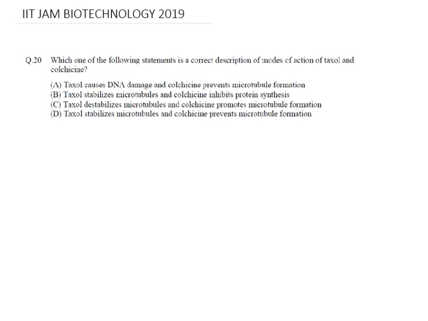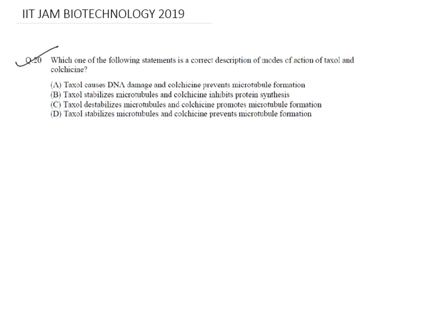Hello, today we are going to solve one question from IIT JAM Biotechnology 2019. As we know, JAM is one of the most important examinations in India for those students who want to join IITs to pursue their master degree courses. So this is question number 20. Let's see what is in this question.